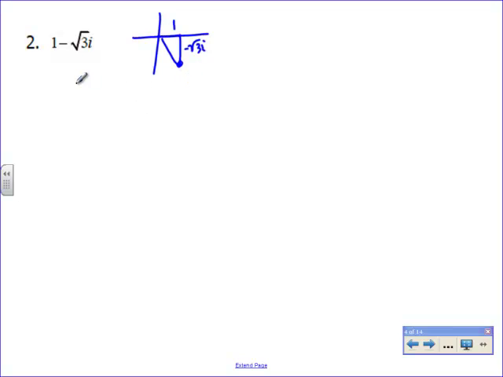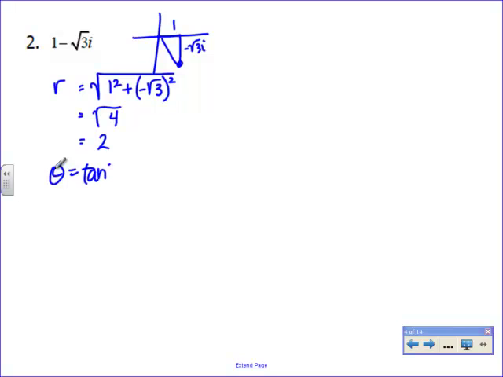So we start off by solving for r. R is going to be the square root of 1 squared plus negative square root of 3 squared, which is the square root of 4, which gets us 2 again. Okay, so I know I have an r value of 2. Then I have to find my angle. So I use my inverse tan of opposite over adjacent, and I get my angle.